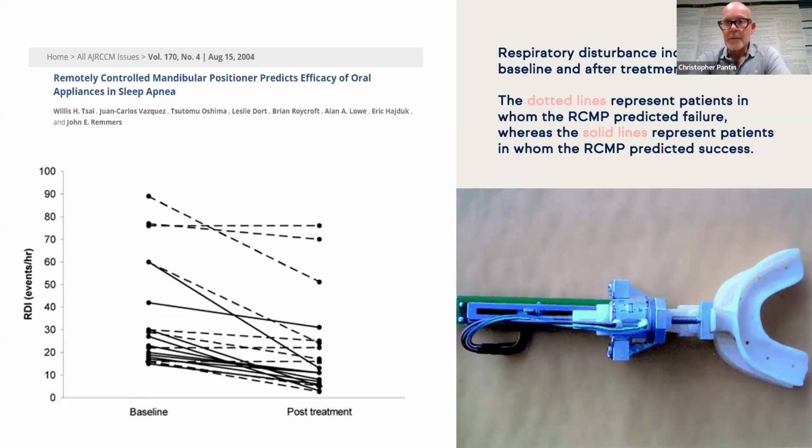And then an optimal position, and also, more importantly, a predictor of whether it was going to work or not, was made. The dotted lines represent the patients from the RCMP where they predicted failure, whereas the solid lines represent the patients where the RCMP predicted success. The interesting thing is that not many people failed that were predicted to fail. The worst one, up here, went up a little bit, but not a lot.